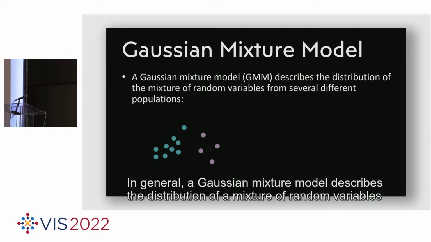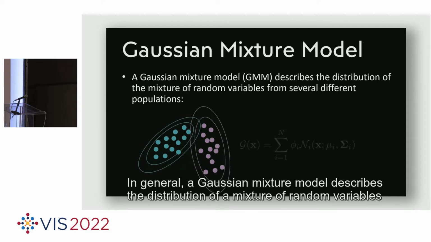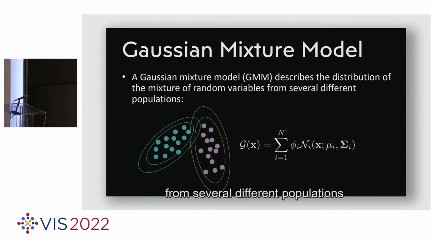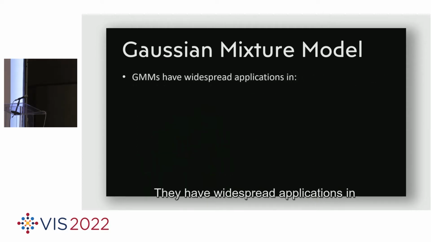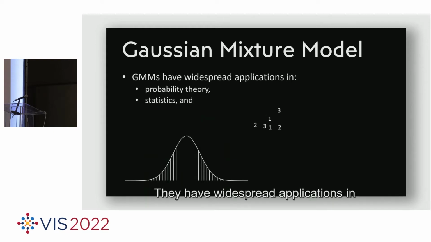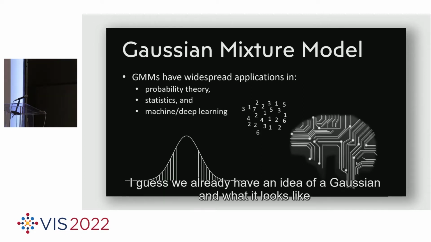In general, a Gaussian mixture model describes the distribution of a mixture of random variables from several different populations. Thus, it is a weighted sum of Gaussians. These Gaussian mixture models have widespread applications in probability theory, statistics, and machine and deep learning.